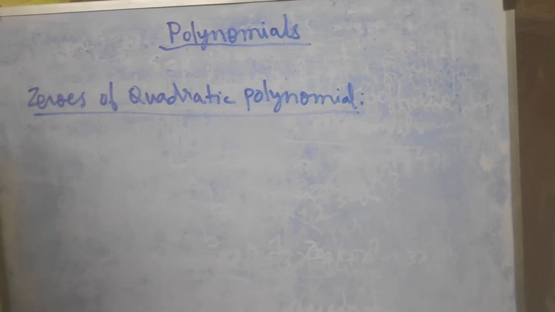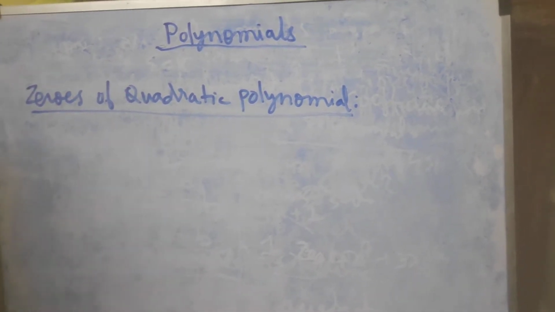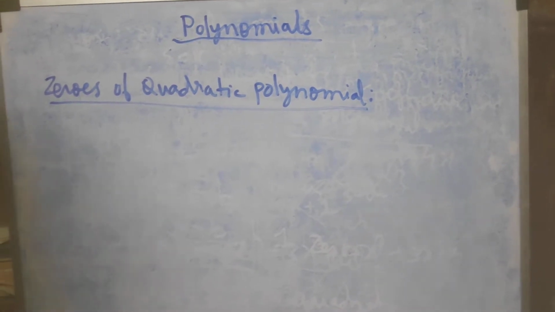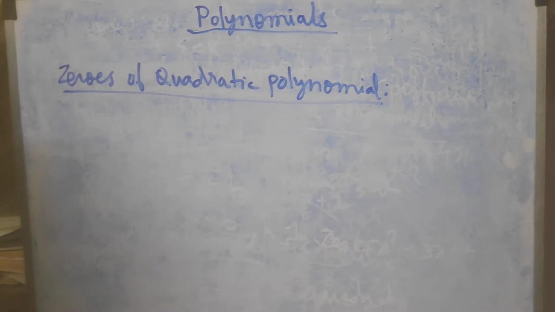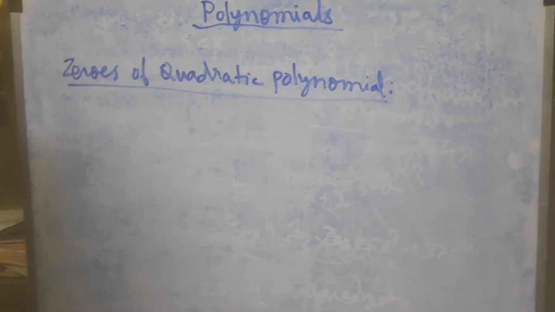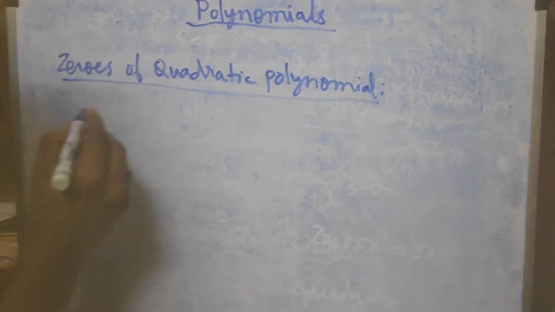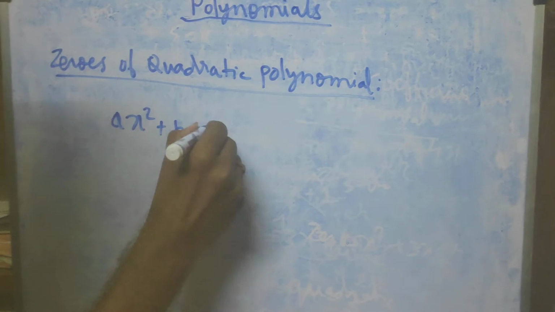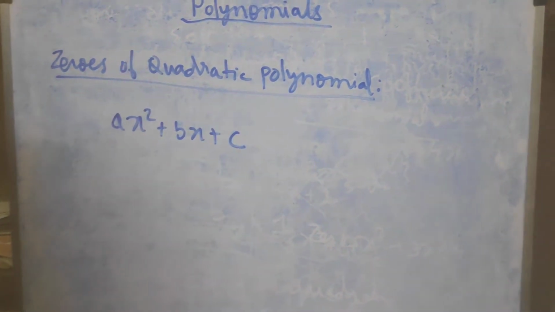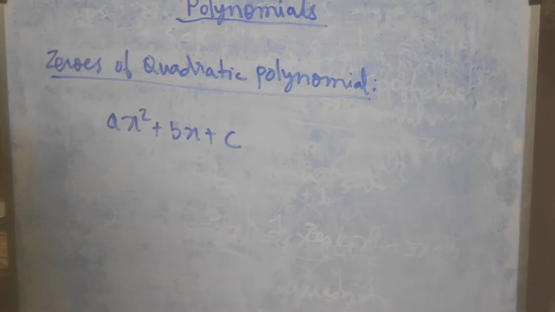In the previous video, I started a discussion about the zeros of a polynomial, and also discussed a general expression for getting the zero of a linear polynomial. As we have seen, there is only one zero for a linear polynomial. But now if I take a quadratic polynomial as follows: ax square plus bx plus c, how do we compute the zeros of this polynomial and how many zeros will be present?